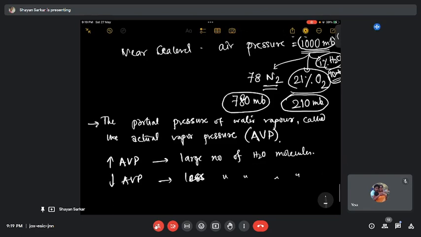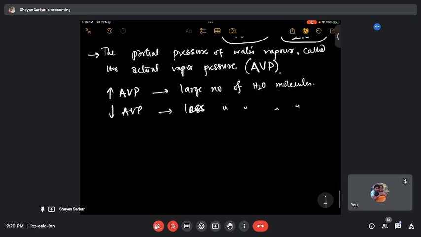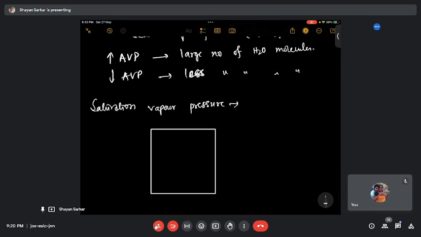And now, what is saturation vapor pressure? What is saturation vapor? Suppose this is a container. This is a container.